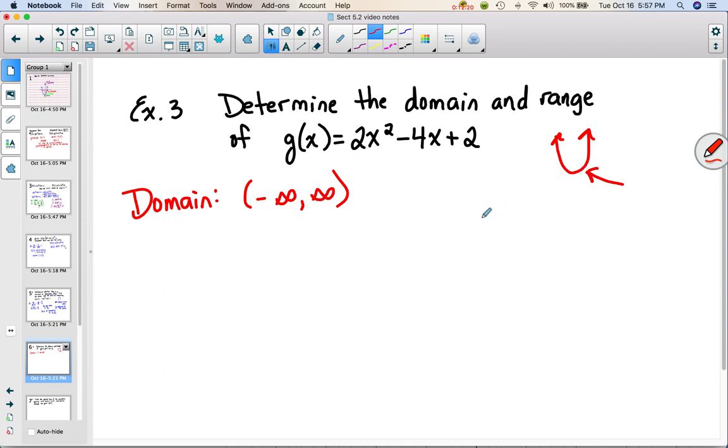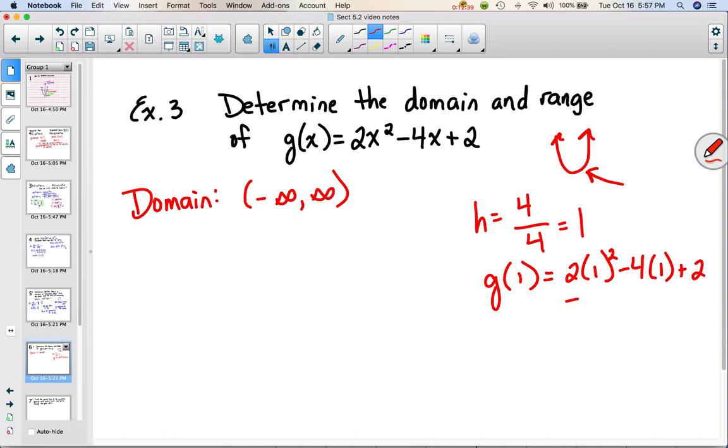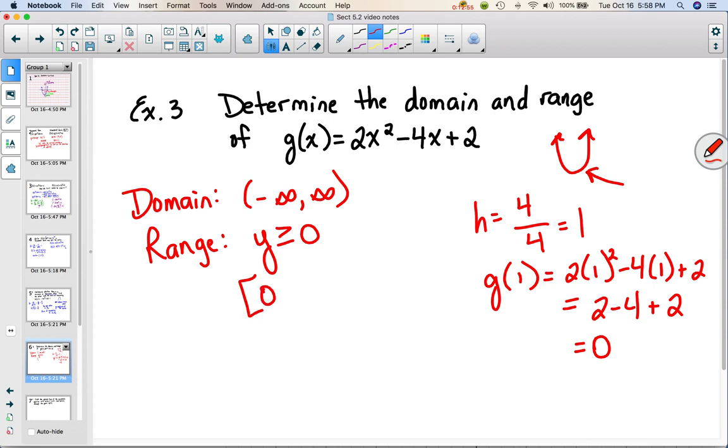So I have to find the opposite of b over 2 times a to get the h value. I get 1. So g of 1 is 2 minus 4 plus 2, so I get 0. So my range is y is greater than or equal to 0, so it looks like this. Okay?